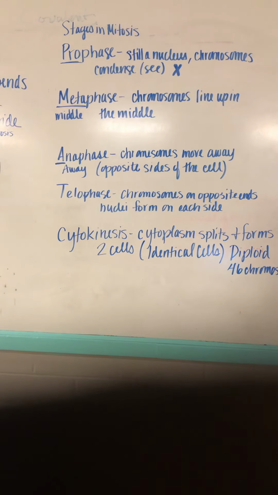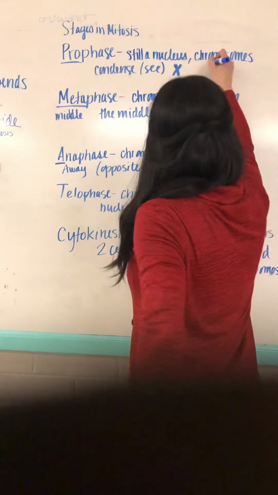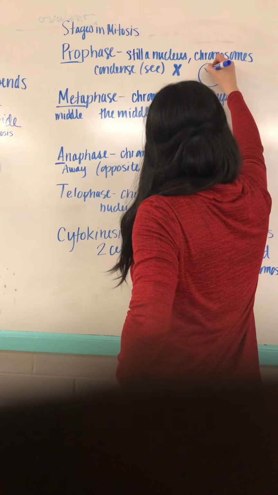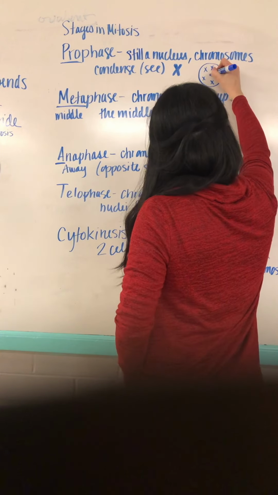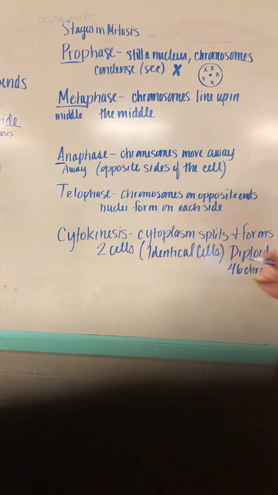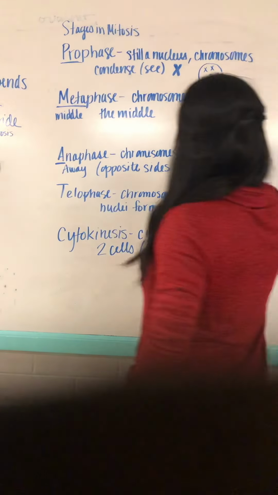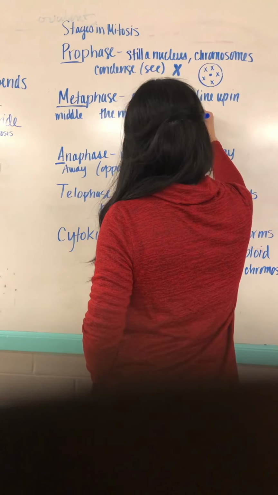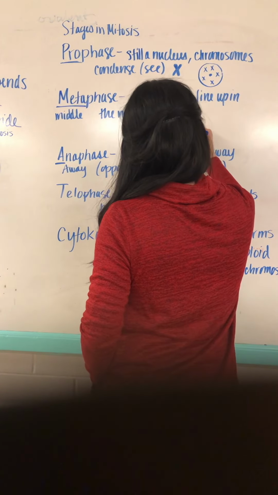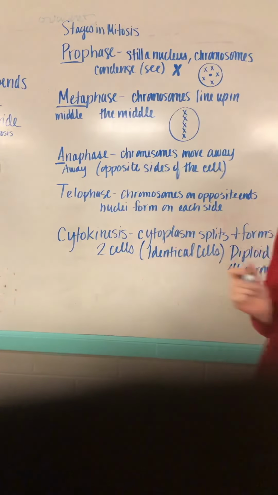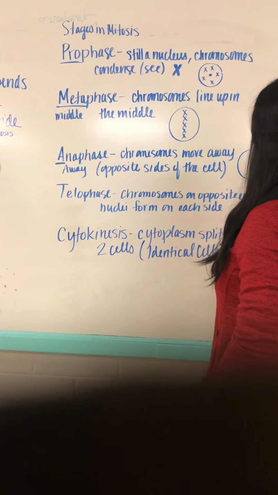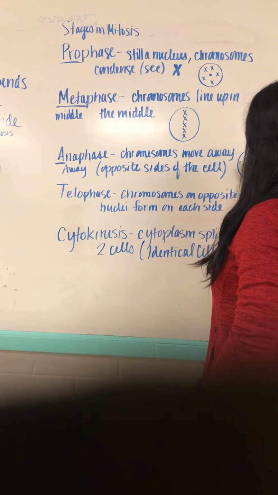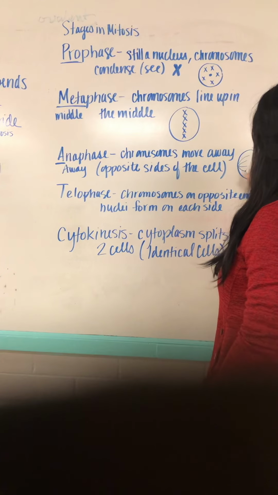Okay, so if we do a little picture with these, prophase, you're going to see little chromosomes in it. There's still a nucleus. Metaphase, all the chromosomes are going to line up down the middle. So they make a line straight down the middle. Anaphase, you're going to see, there's going to be spindles. That's what Abraham just mentioned.